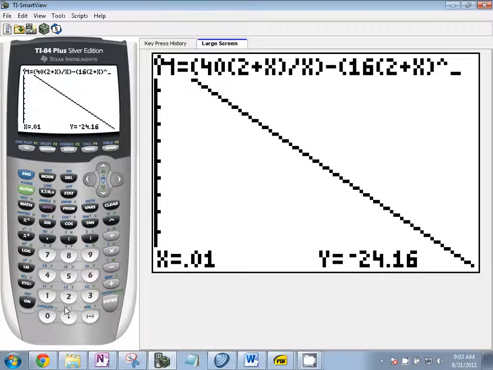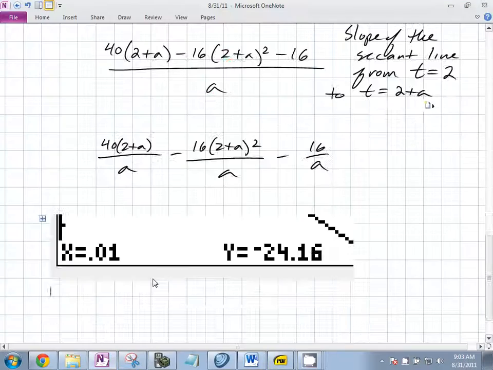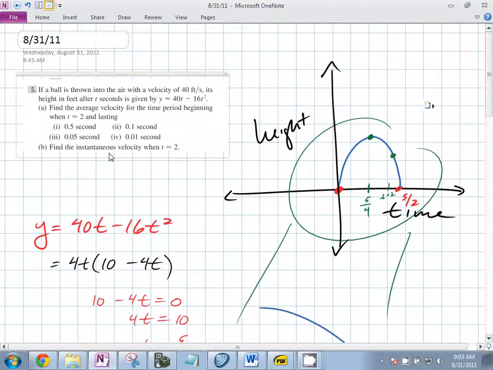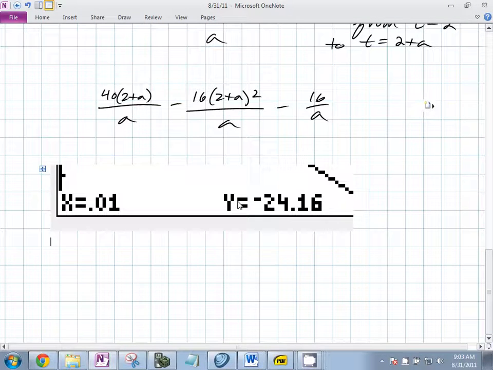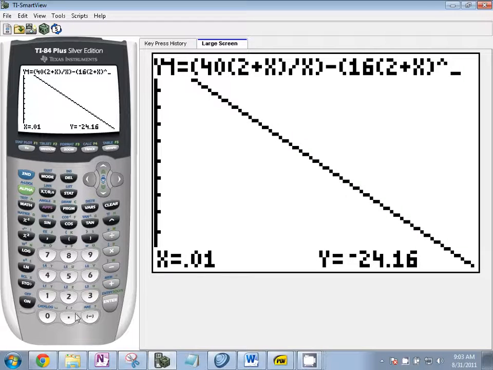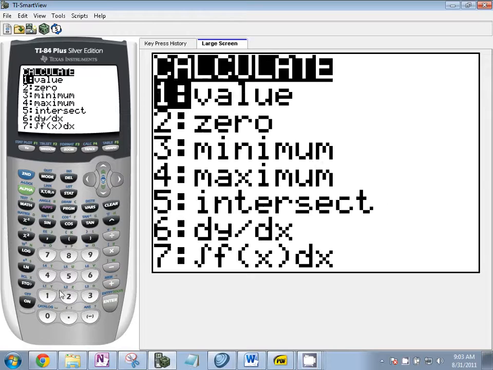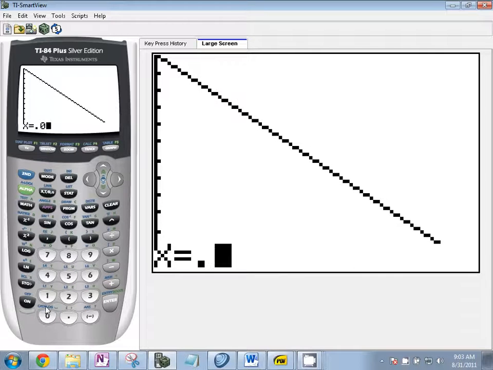We can go back to the question. The question's asking: find the instantaneous velocity when t equals 2. They want you to make a table, right? So that was 0.01. So what would be another one for us to check? How about second calc 0.001? Negative 24.016.